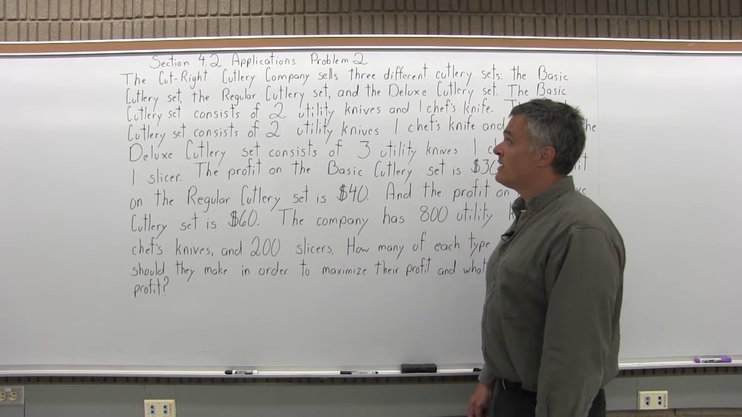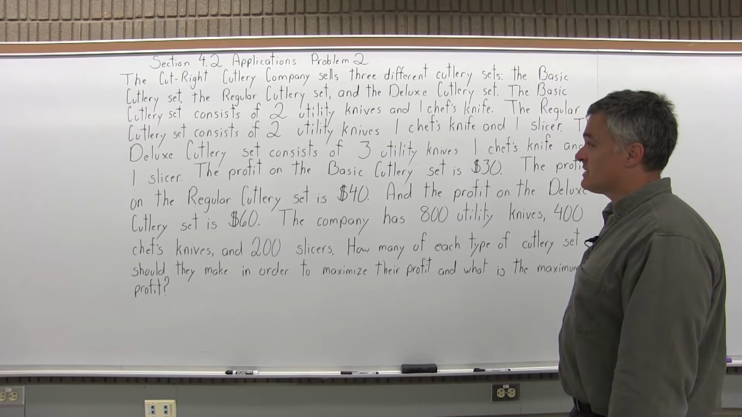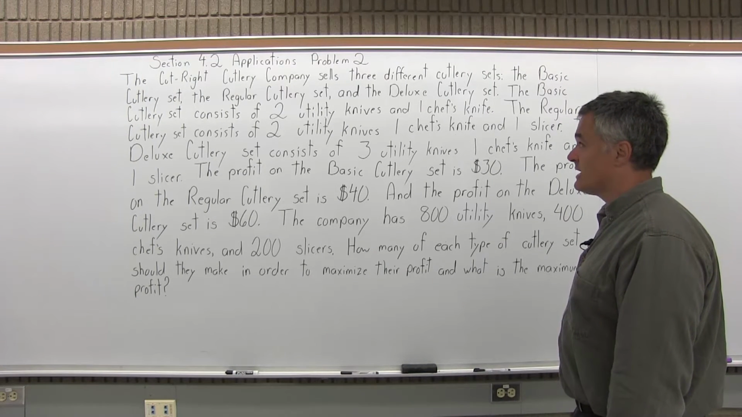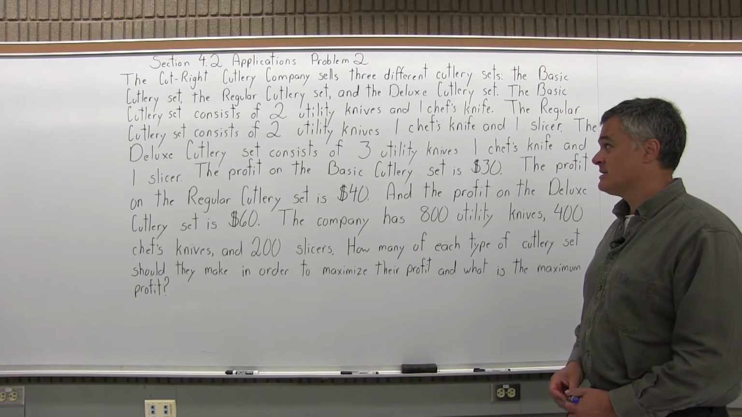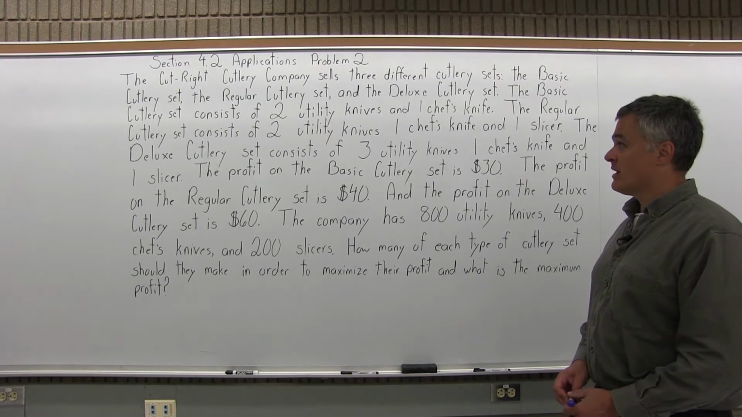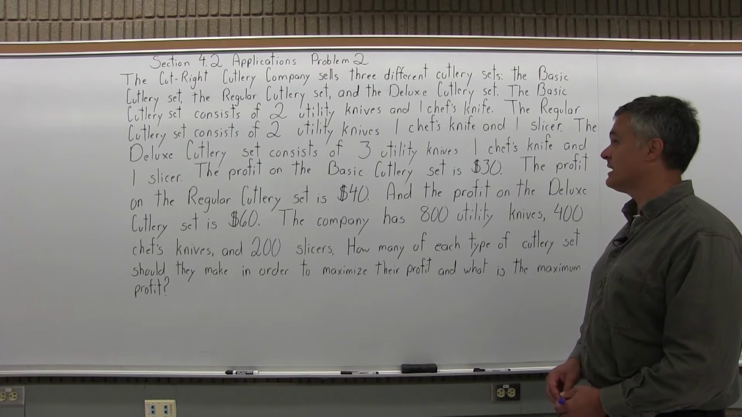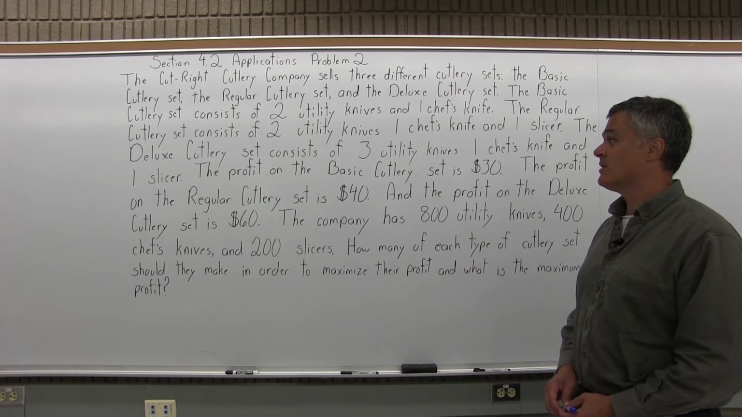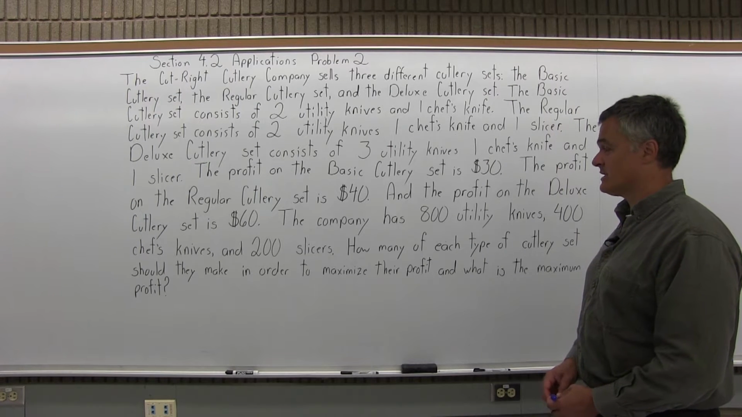It says the Cut-Right Cutlery Company sells 3 different cutlery sets: the basic cutlery set, the regular cutlery set, and the deluxe cutlery set. The basic cutlery set consists of 2 utility knives and 1 chef's knife. The regular cutlery set consists of 2 utility knives, 1 chef's knife, and 1 slicer. And the deluxe cutlery set consists of 3 utility knives, 1 chef's knife, and 1 slicer.